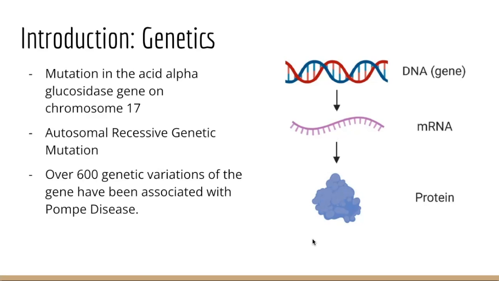So there are over 600 genetic variations of the gene that have been associated with the diagnosis of Pompe disease. Therefore, how deficient you are in this gene would be based on the variations you get from your parents and their combined effect.